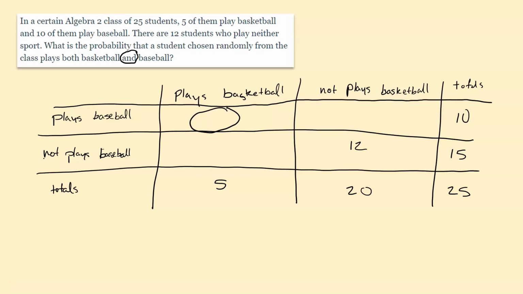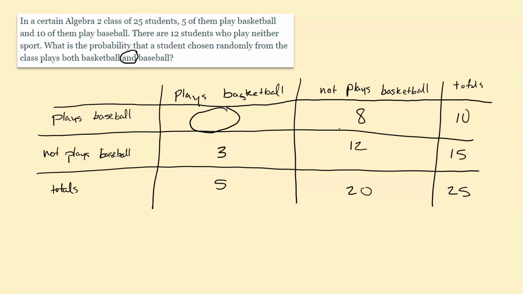So of the students who do not play baseball, 12 of them don't play basketball also, but there's 15 total that do not play baseball. So that means 3 of them have to not play baseball and play basketball, right? These have to add up, 3 plus 12 is 15. And then this column of the students that do not play basketball, 12 of them do not play baseball. There's 20 students total that do not play basketball. So that means there has to be 8 who do not play basketball but do play baseball.